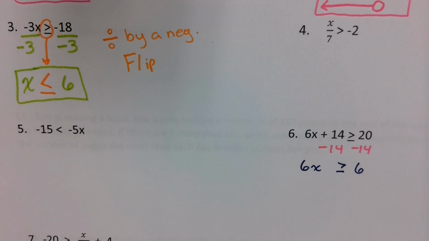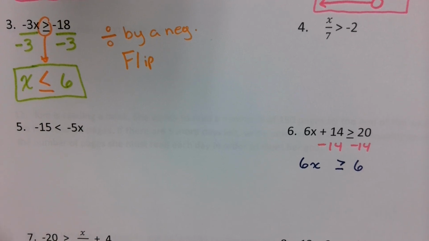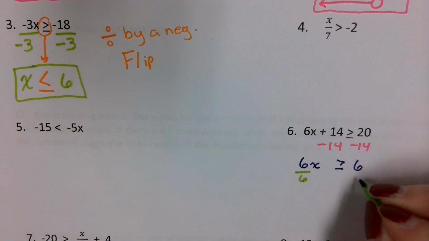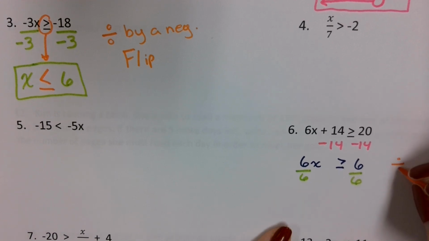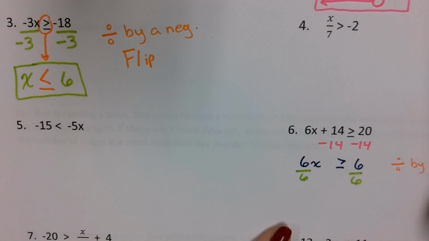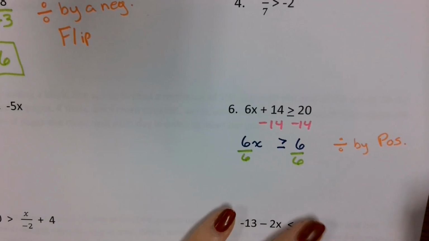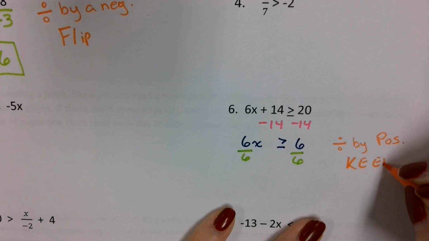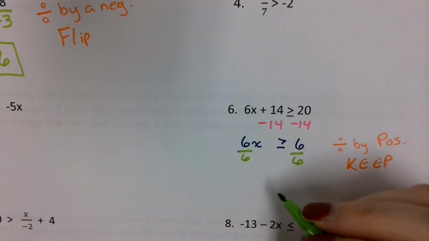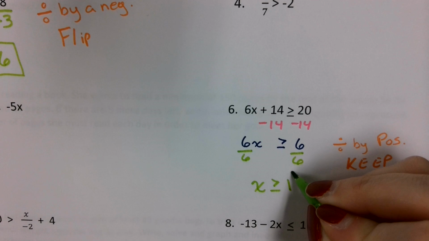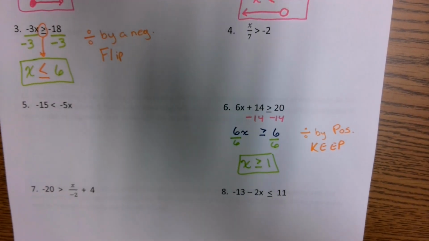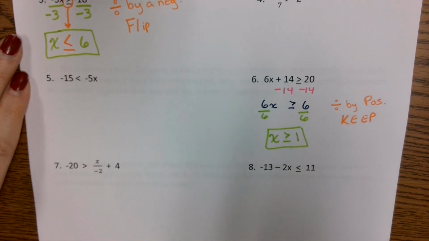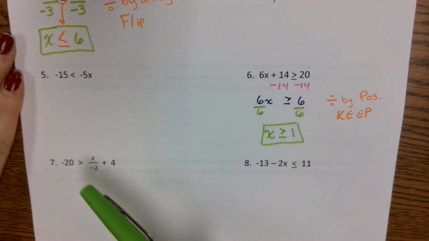Now what do I do? 6x is greater than or equal to 6. What are we going to do? Divide by 6. We're going to divide by 6 on both sides. I'm dividing by a positive. Since I am dividing by a positive, am I going to keep or flip? Keep. We're going to keep our inequality as is. It's not going to change. So we get x is greater than or equal to 1. Whenever you multiply or divide, you always want to ask yourself if you have to keep or flip. That's it.